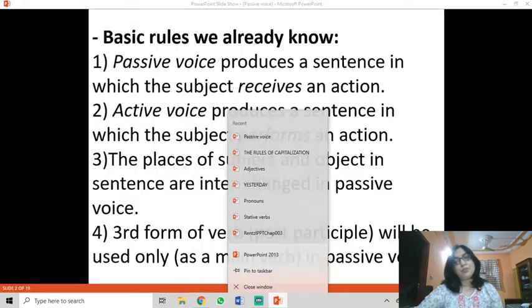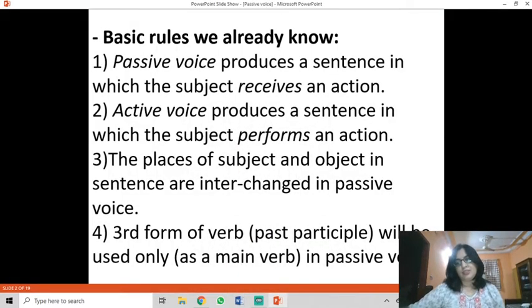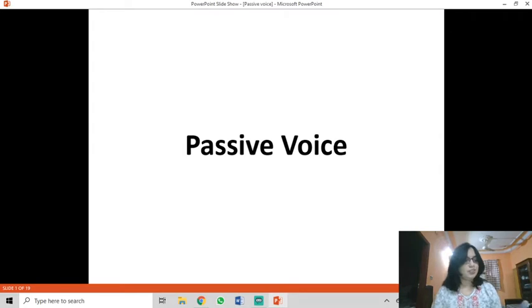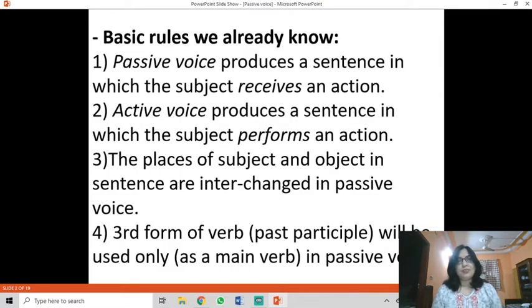We are going to talk about passive voice today. Something that I'm interested in is passive voice and its rules. I'm sure all of you have heard and used passive voice. There are many differences between active voice and passive voice, so we are going to discuss that. Let's quickly go for the rules. Some basic rules I'm sure you already know.